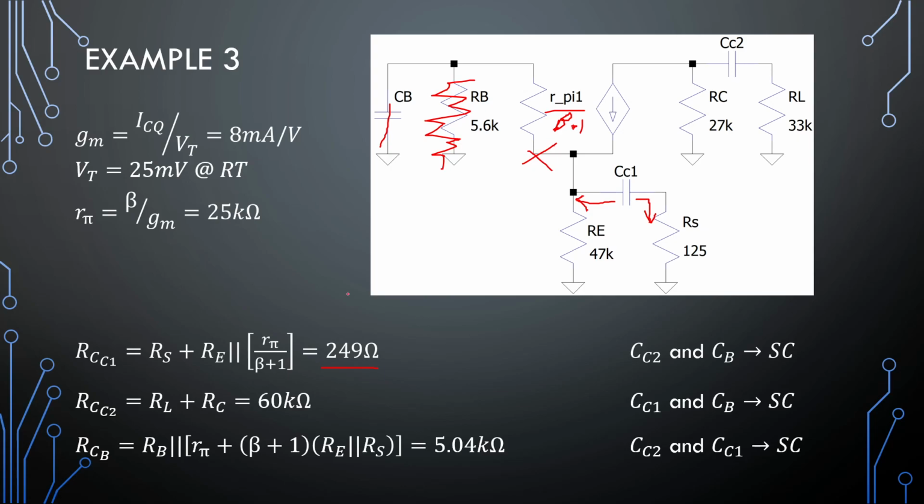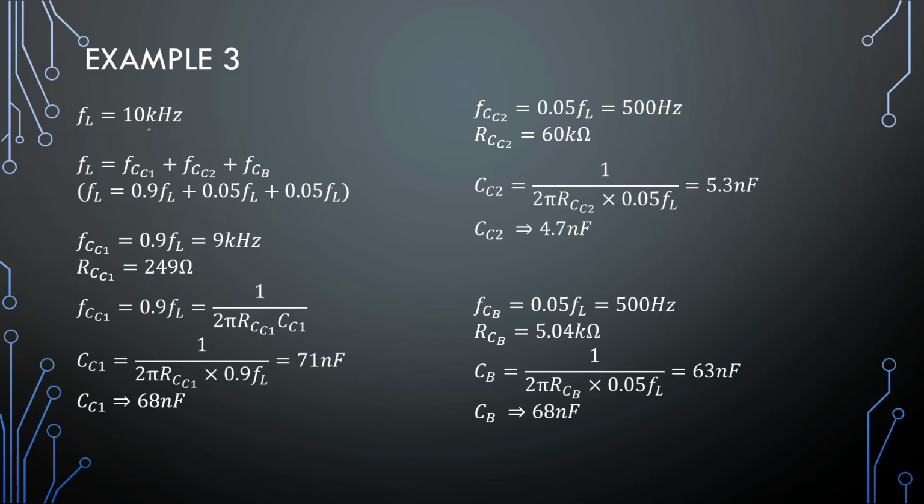Right, on to the design part. We're designing for 10 kilohertz, and CC1 is going to be carrying 90%. So if we calculate that, since it's a very small value, we get 71 nanofarads, and that is 89 nanofarads on the input.